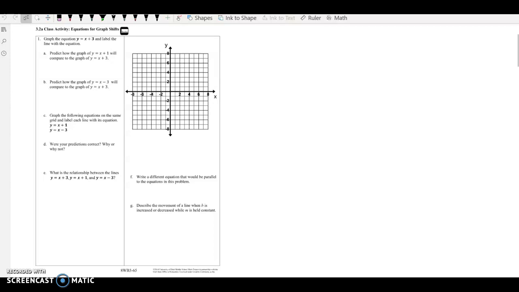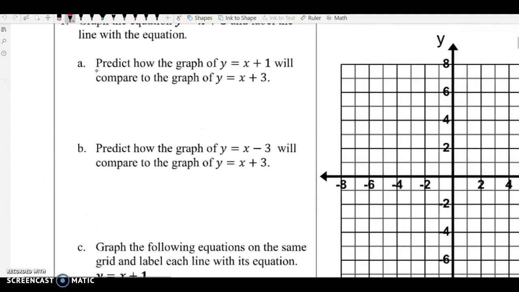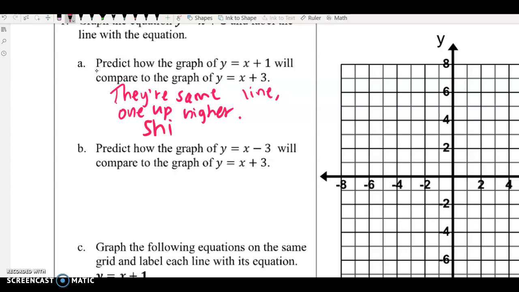Okay, they want us to compare and predict how the line of y equals x plus 1 is going to compare to that of y equals x plus 3. Well, just by looking at that, I have the same slope, right? But what's different is my b. So my y-intercepts are different. So I'm thinking they're going to be the same line, but one's up higher. Okay, one up higher. And that is technically called a shift up. My line shifts up. Well, let's check.